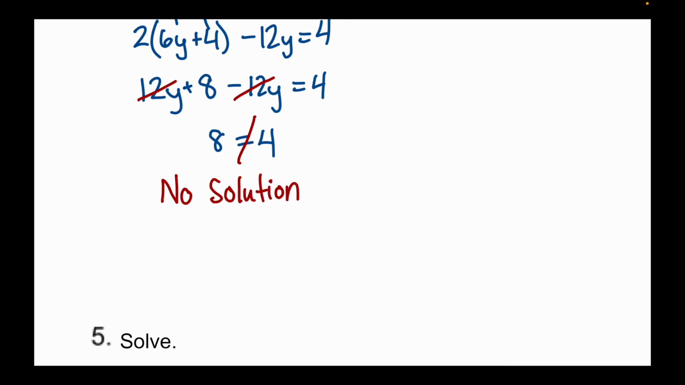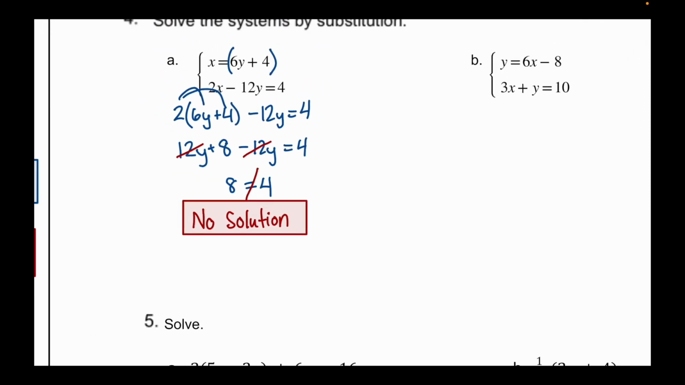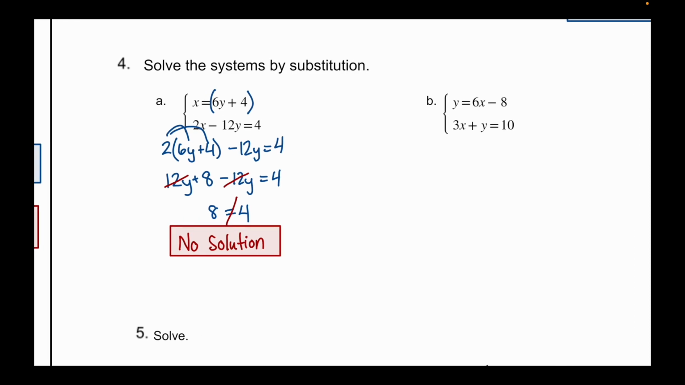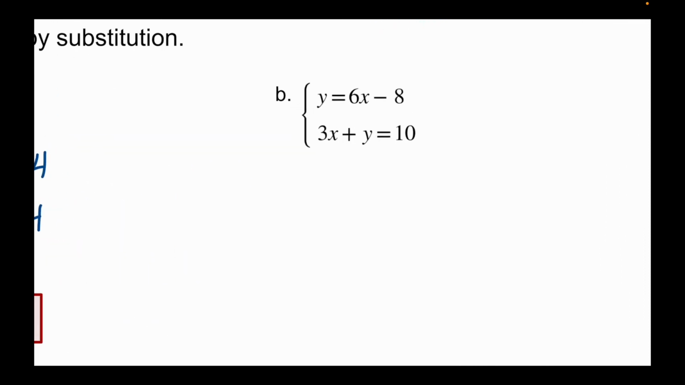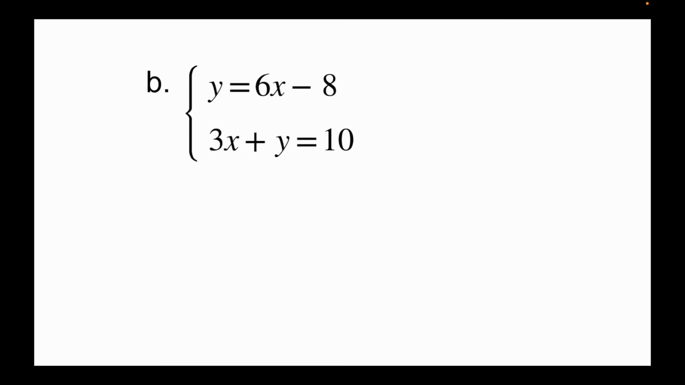Because no matter what the value is for y, we're still going to have the same amount after multiplying it by 12 and negative 12, and it's still going to go away. So in this case, when we end up with a false statement like that, there is no solution. Now I know that B does have an answer, so let's look at part B here and solve this one.